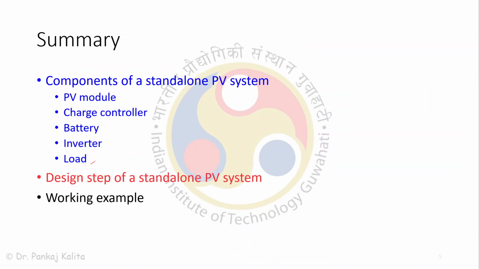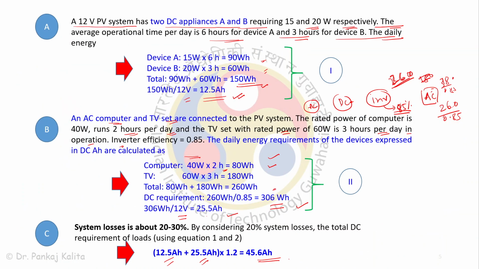Now let's solve some numericals, and then we will leave this slide for you guys to understand, and then we'll discuss lecture 14, and then we'll discuss the assignment questions of the previous run of this course. So basically it says that a 12 volt PV system has two DC appliances requiring 15 watt and 20 watt respectively. So total load is 15 watt and 20 watt.